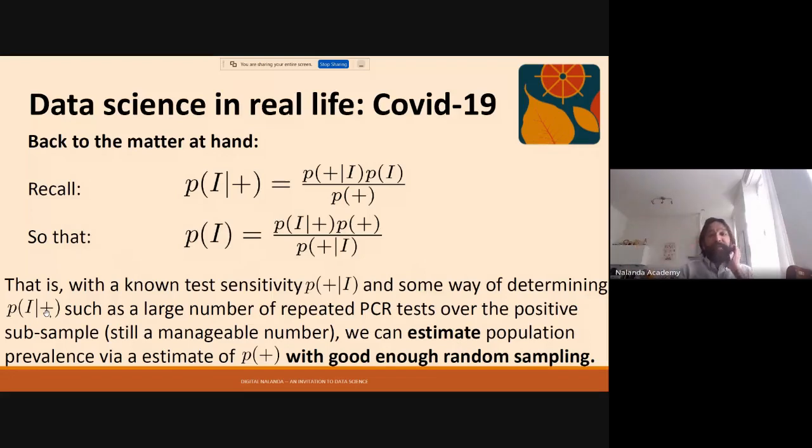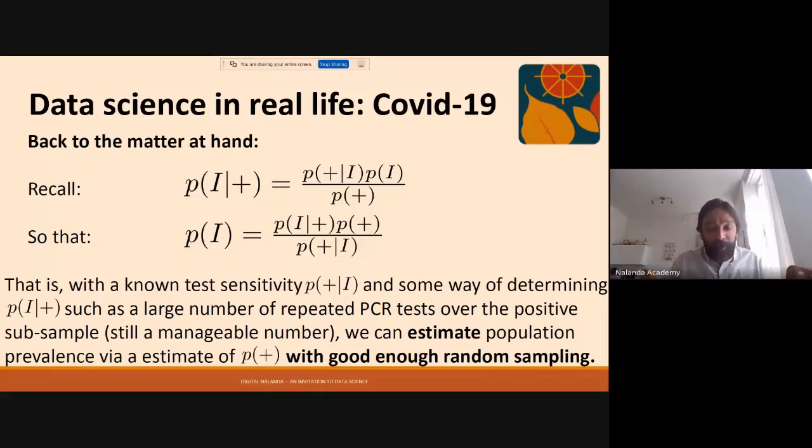If we have a subsample that tests positive, then we can obtain this number within that subsample by subjecting it to an independent test, or doing lots of repeated PCR tests on the smaller subsample. That's still a manageable number of tests. We can estimate the number of infected people given a prevalence, and we can estimate the prevalence given an estimate of this quantity, which we estimate from our sample. So we use our sample as an estimator.